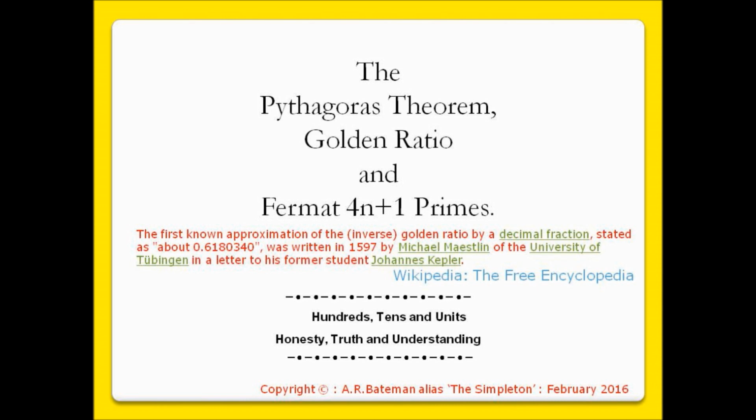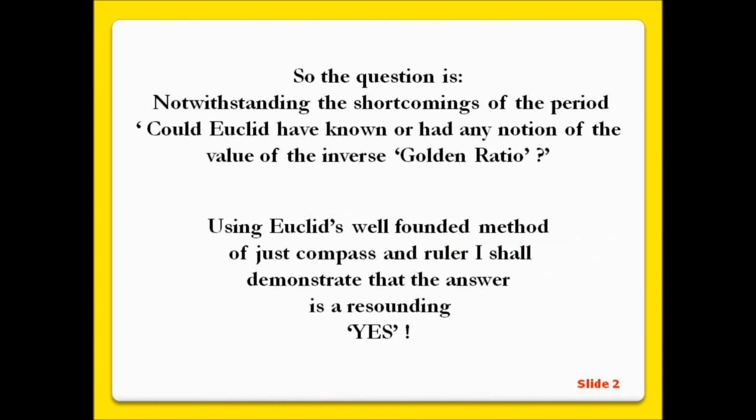According to Wikipedia, the free encyclopedia, the first known approximation of the inverse golden ratio by a decimal fraction, stated as about 0.618034, was written in 1597 by Michael Maestlin of the University of Tübingen in a letter to his former student Johannes Kepler. So the question is, notwithstanding the shortcomings of the period, could Euclid have known or had any notion of the value of the inverse golden ratio?